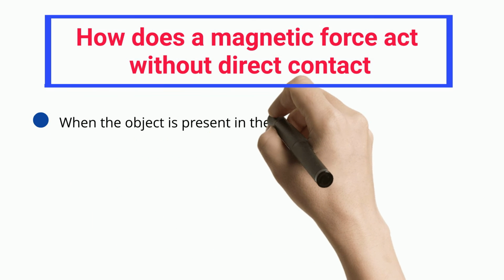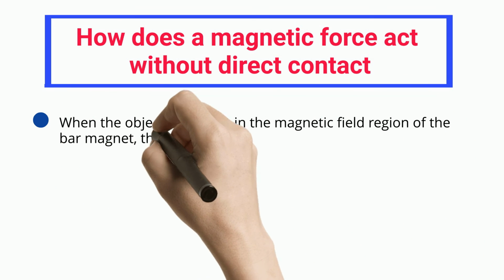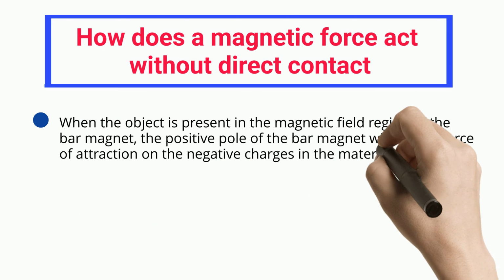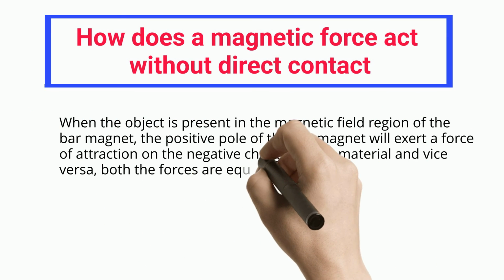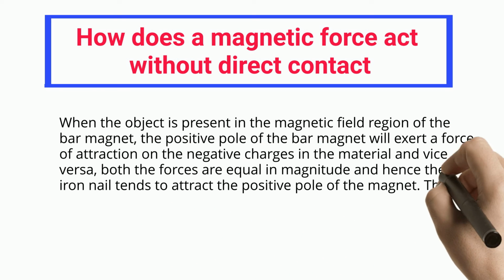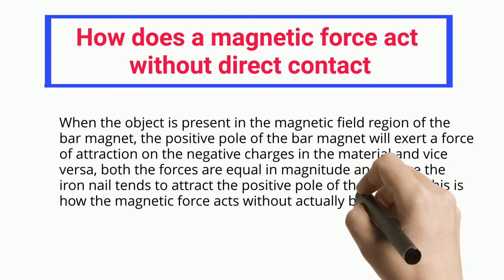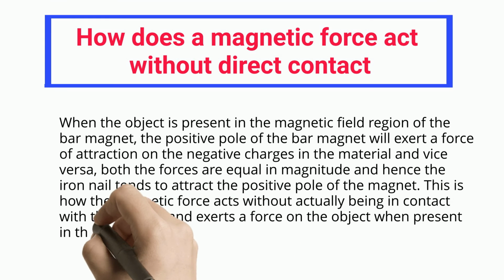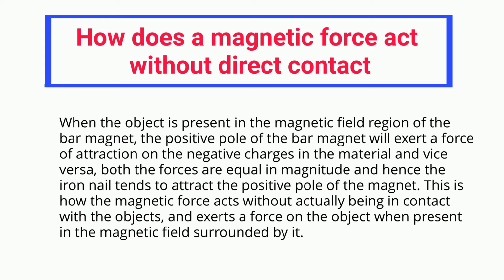When the object is present in the magnetic field region of the bar magnet, the positive pole of the bar magnet will exert a force of attraction on the negative charges in the material and vice versa. Both the forces are equal in magnitude, and hence the iron nail tends to attract the positive pole of the magnet. This is how the magnetic force acts without actually being in contact with the objects, and exerts a force on the object when present in the magnetic field surrounded by it.